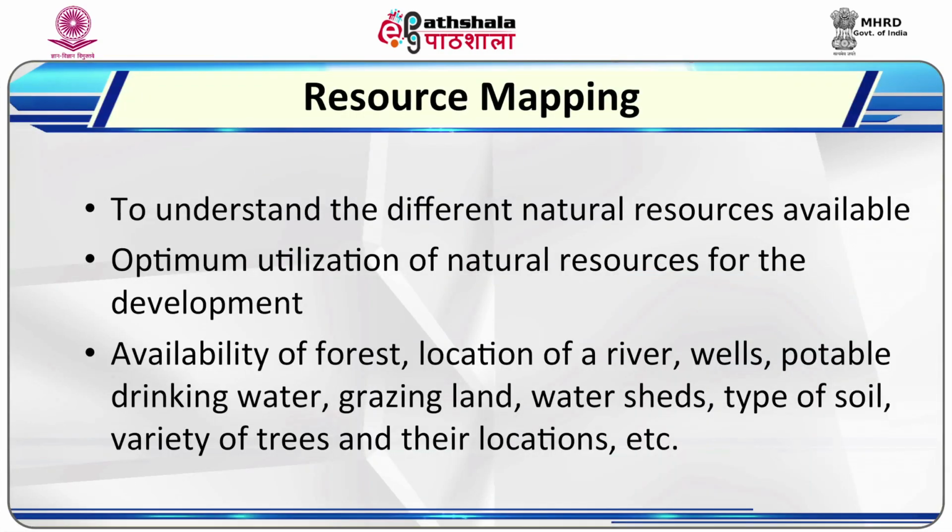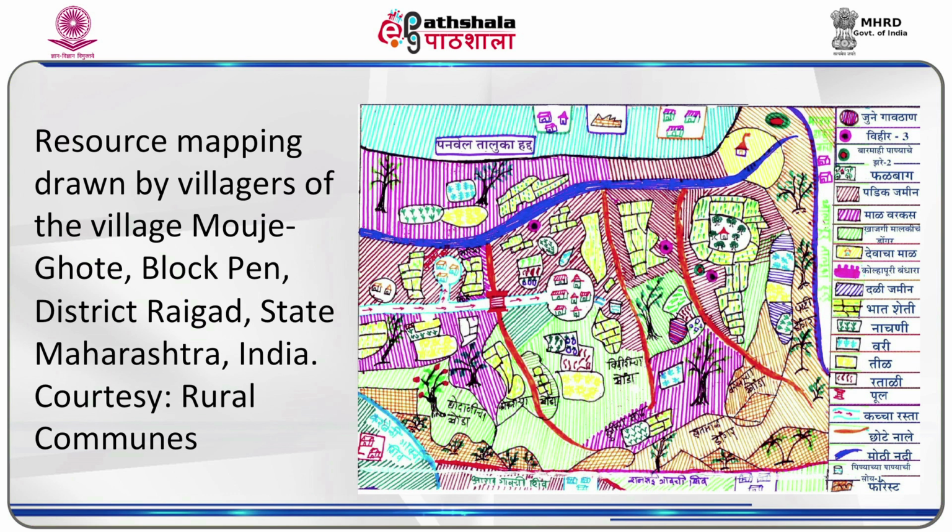Next is resource mapping. These maps help to understand the different natural resources available in a particular village. Through this map, one can explain to the people the optimum utilization of natural resources for the development of a village. Resource mapping includes availability of forest, location of river, wells, potable drinking water, grazing land, watersheds, type of soil, variety of trees and their locations, etc. The figure shown explains these things.